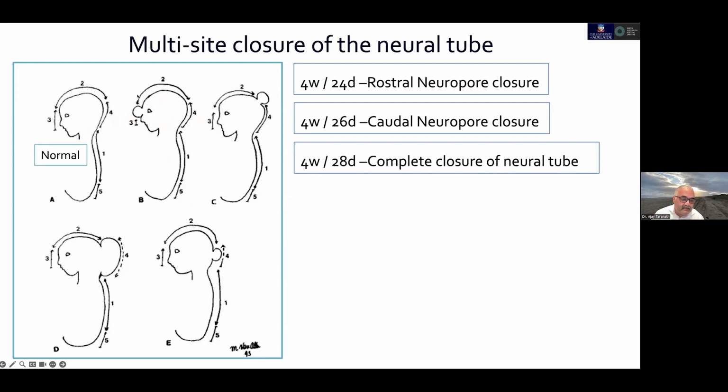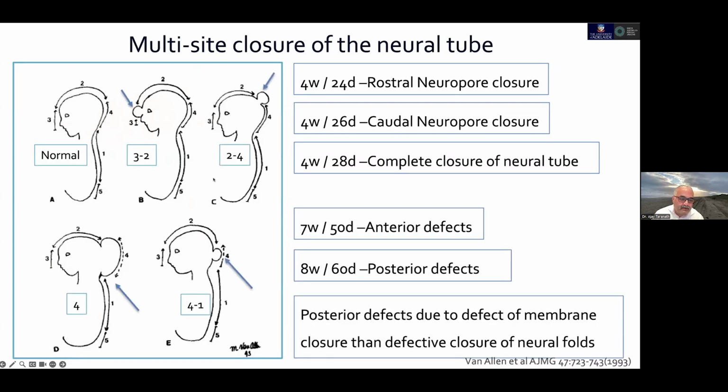If there is an absence of a fusion at junction 2 and 3, you develop a frontal or a prosencephalic encephalocele and so on. You develop these encephaloceles at various junctions. So it is said that anterior and posterior defects occur at around 50 and 60 days respectively, and these are defects that occur because of defective closure of membranes rather than defective closure of the neural folds. Very important to remember that.